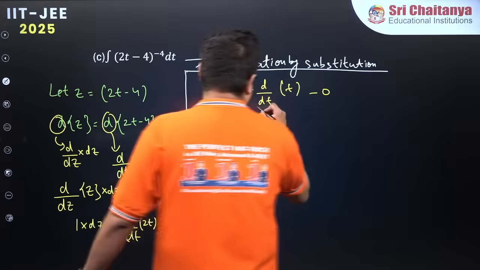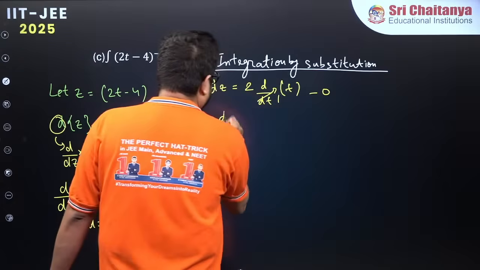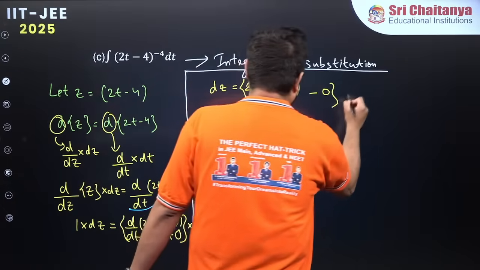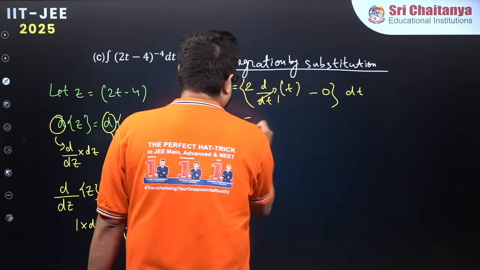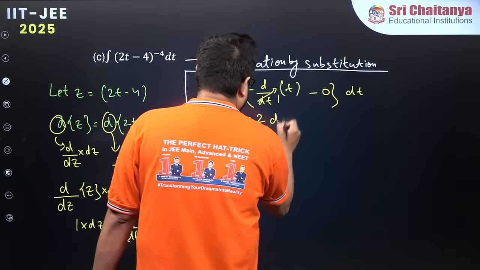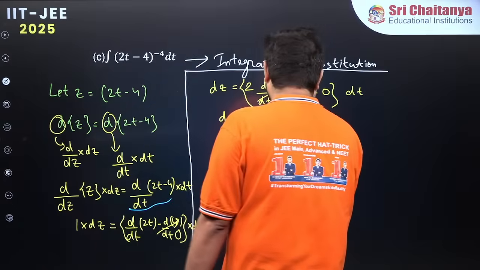Yes, correct. It has to be 1. So dz becomes into dt. So it's going to be dz is equal to 2 dt. There itself we are getting some relation.